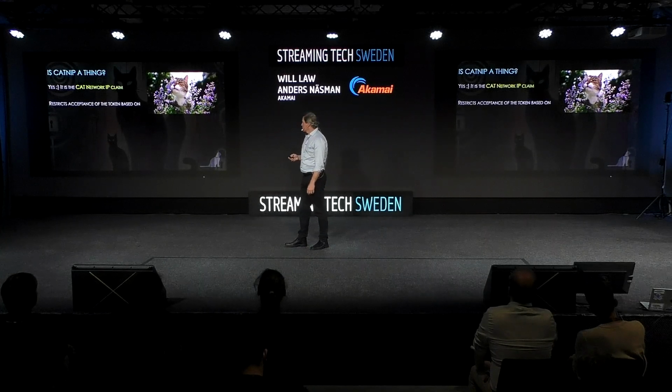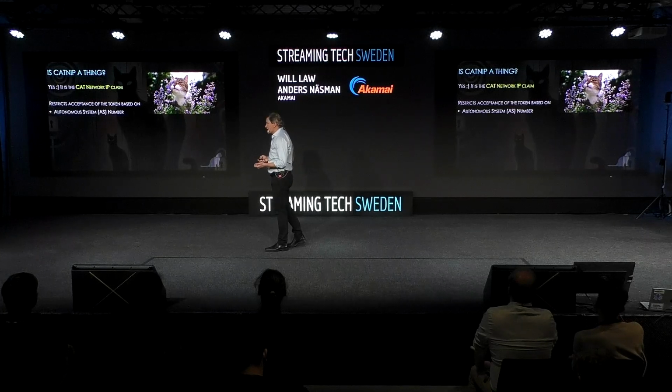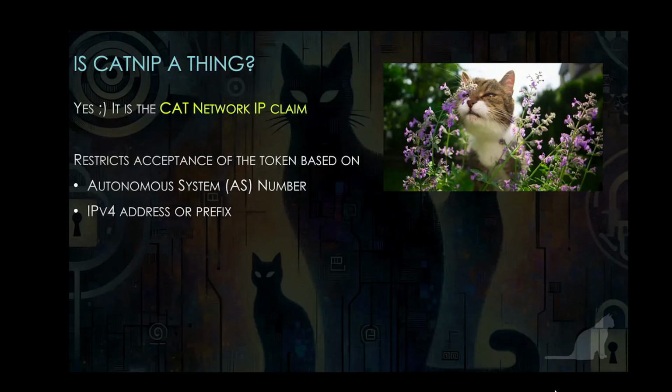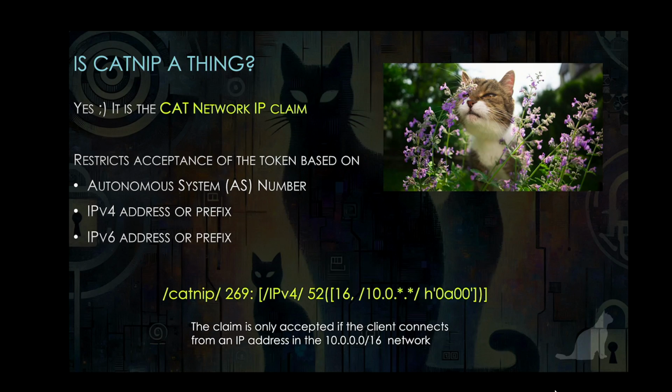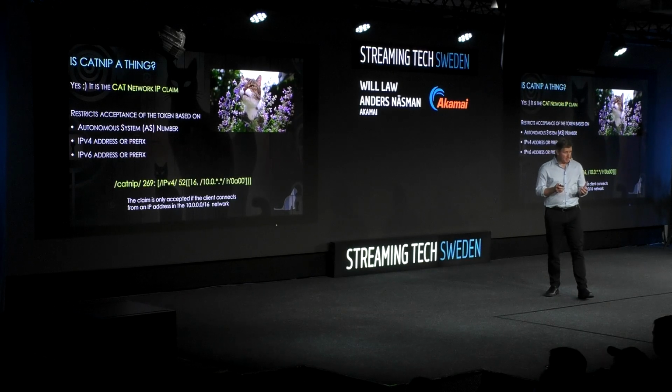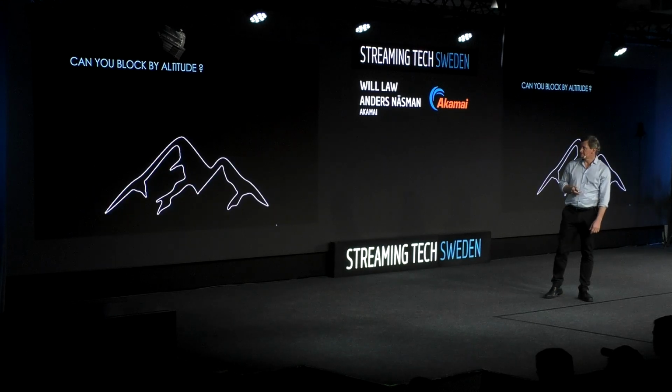So it allows you to block not only AS numbers, you can block, say, on a mobile CDN, but you can also block IP addresses or prefixes, CIDR blocks. And here's an example of a token that's, in fact, authorizing a client to connect on a subhash of a network address. So catnip is a thing, and it's a sophisticated way of blocking subnet ranges and ASs.